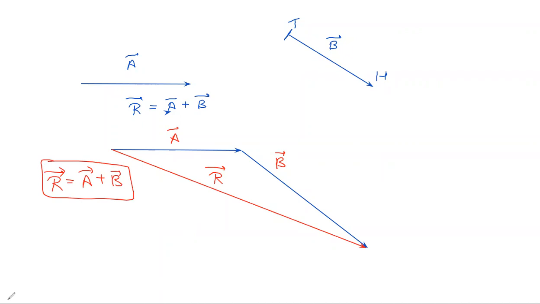So this concept is clear to all of you: how we add two vectors. This is very simple. If a question is given in this way, suppose A vector is in this direction and B vector is in this direction, then all of you draw the diagram of vectors A and B. Vector A is in this direction, vector B is in this direction.